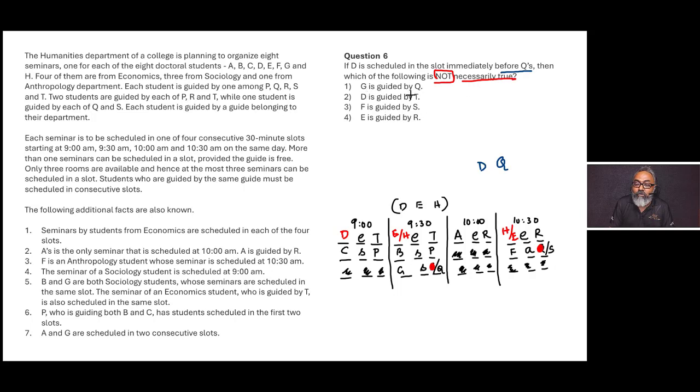G is guided by Q. G is guided by Q is true. D is guided by T. D is guided by T is true. F is guided by S. F is guided by S is true. E is guided by R is not necessarily true. E can be either guided by T or E can be guided by R. So the answer to the question is 4.